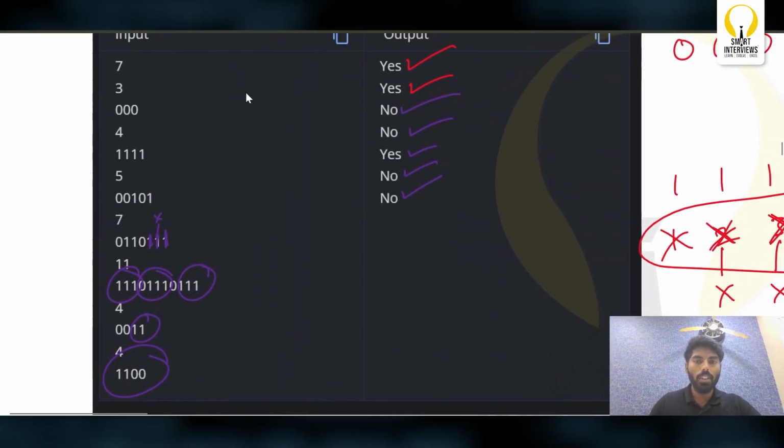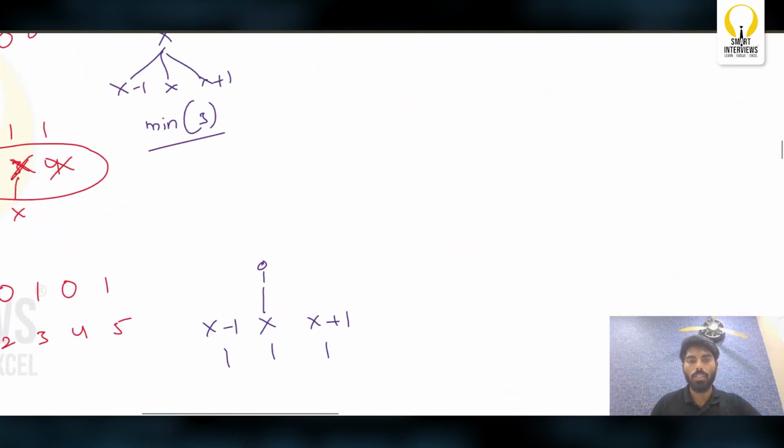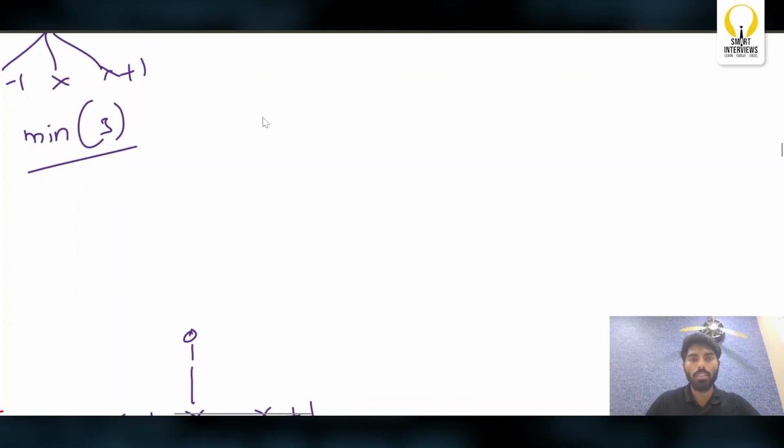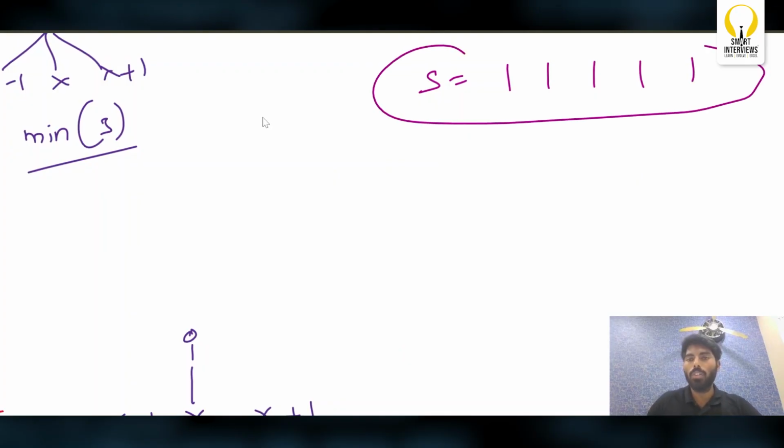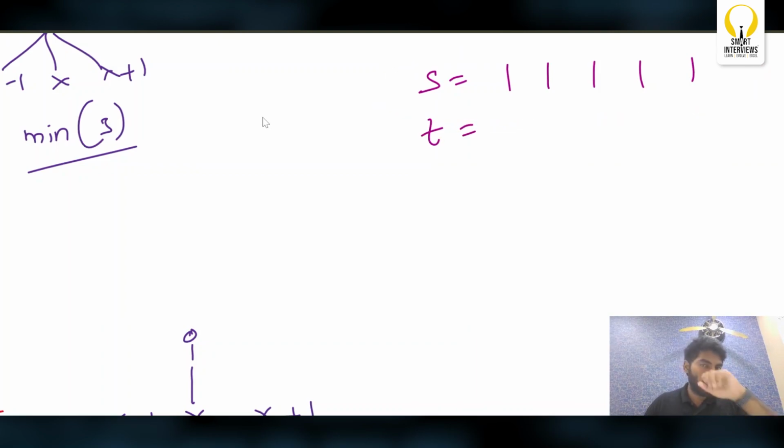So if you see here, let us take one test case, all ones. The given string is 1 1 1 1. Let us take one more one. Okay, now what will I do? I will clone the same string to another string. I will create one more string and I will store the same binary values here as well.